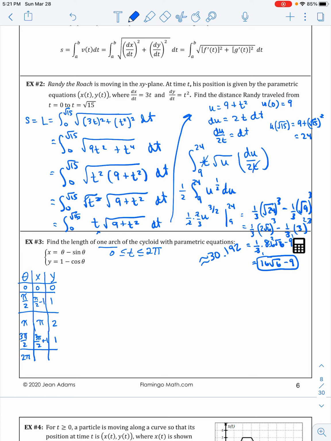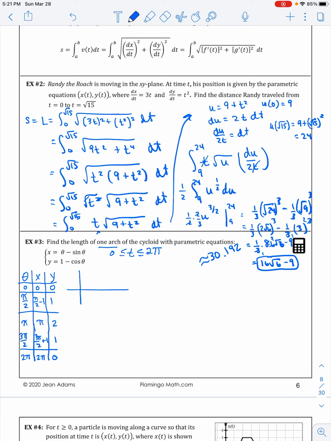And then the last one is 2 pi. 2 pi minus the sine of 2 pi. The sine of 2 pi is 0, so 2 pi minus 0 is 2 pi. And then y equals 1 minus the cosine of 2 pi. Well, the cosine of 2 pi is 1, so 1 minus 1, that is 0.